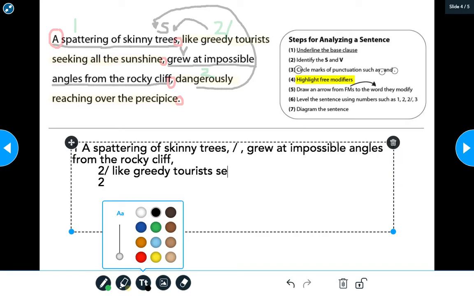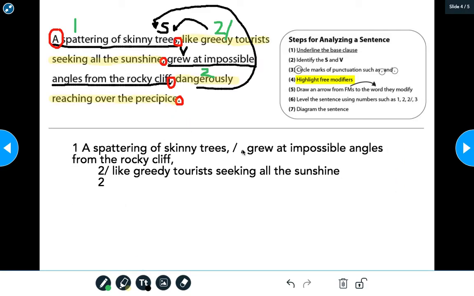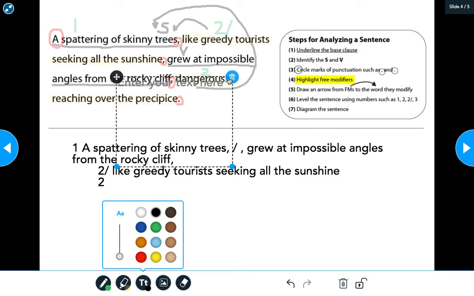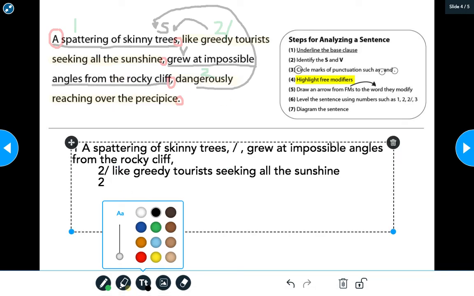Like greedy tourists seeking all the sunshine. Now, normally after a free modifier, you might hear me say, like greedy tourists seeking all the sunshine, comma. But in this case, the commas are already being accounted for up here in this comma slash comma. So in the diagram portion, in the medial modifier, it's not going to come with a comma here. It's already up here in the comma slash comma. And then this diagram finishes with the final position free modifier.